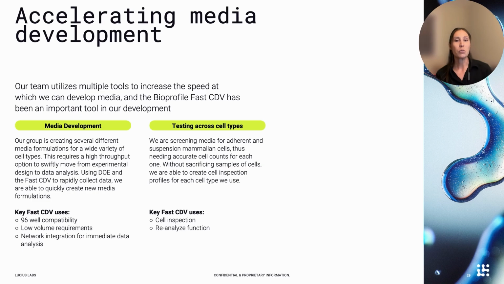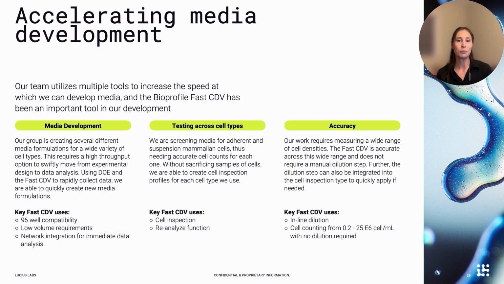We've also been able to test across multiple cell types and create several different cell inspection profiles, no matter what cell type we're working on. So we're screening media for adherent and suspension cell lines, and thus we need accurate cell counts for each one of these. What's really nice is that without sacrificing samples or cells, we're able to create cell inspection profiles for each cell type that we use. Of course, we're able to use the reanalyze function as a key part of that, which doesn't require sacrificing cells, and then we can move on to just generating data.